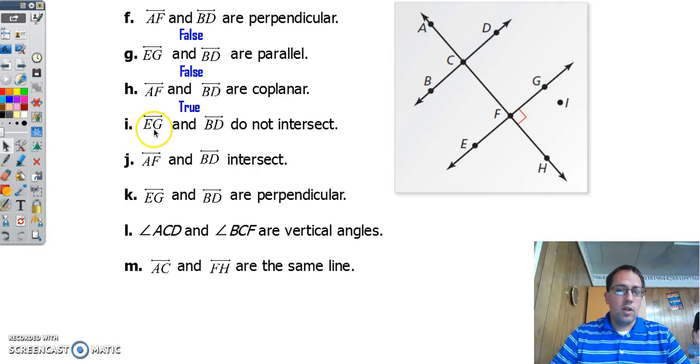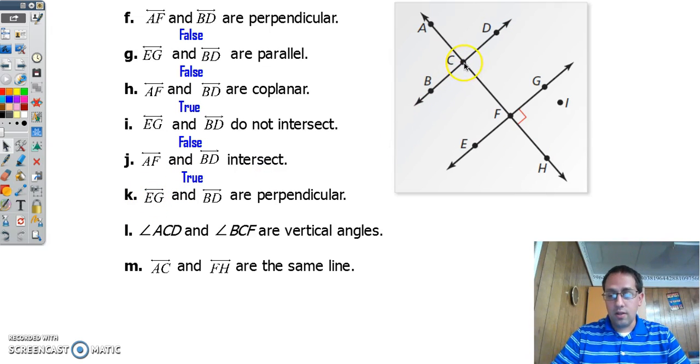All right. So line EG and line BD right here. Can we assume that those do not intersect? Well, hopefully, since if you got G right, you should get this one right. No, because if they don't intersect, that would mean that they're parallel. And we already said we can't conclude that this line is parallel to that line. So again, that would be false. Okay, so we have line AF and line BD. So AF and BD. Can we assume that those intersect?